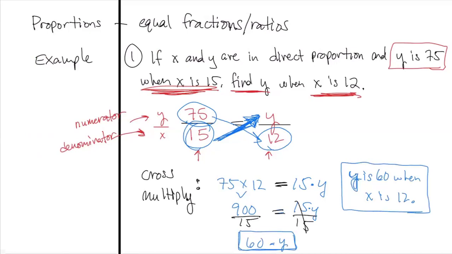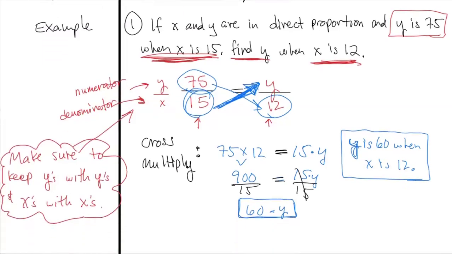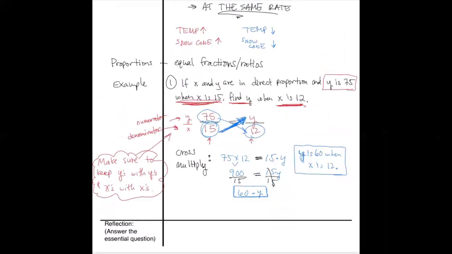What's the most important part? Here's what we have to pay attention to. Make sure to keep y's with y's and x's with x's. Here's the most important part in solving proportions and direct variation problems. Make sure to keep your y's with y's and your x's with x's. Make sure to keep your y's with y's and your x's with x's. Good. Make sure you have that one written down.